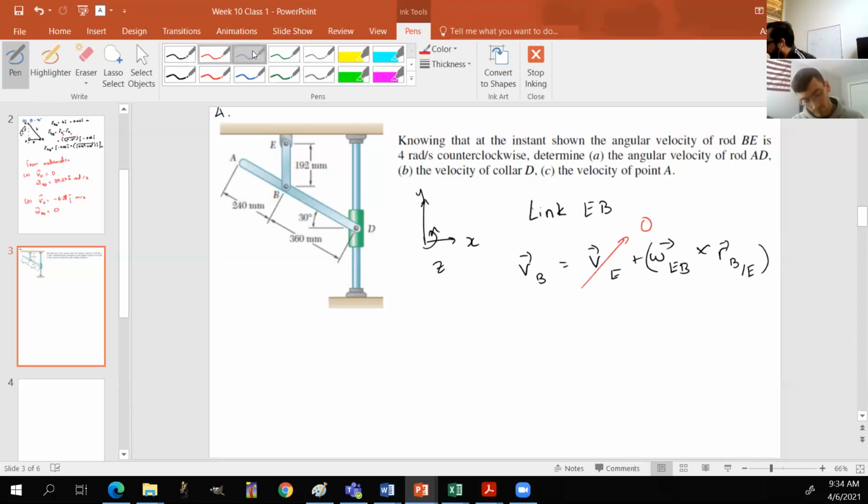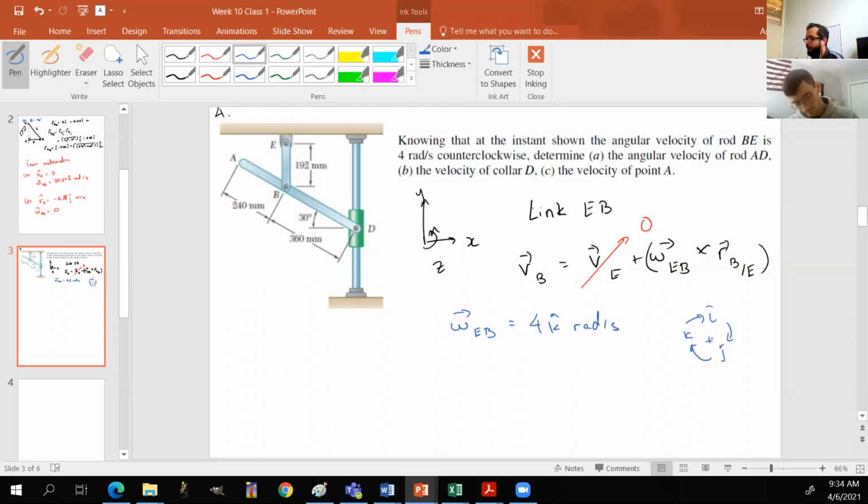All right. Then from the problem statement, I'm told that omega EB is 4 radians per second counterclockwise, right? So counterclockwise being positive, it's going to be 4 k hat radians per second. And I'm not going to use Mathematica for this problem, just for the interest of time. So remembering for the cross product, i crossed with j is positive k. So i cross j is k, j cross k is i. All right. So this is how the cross product works for positive movement.